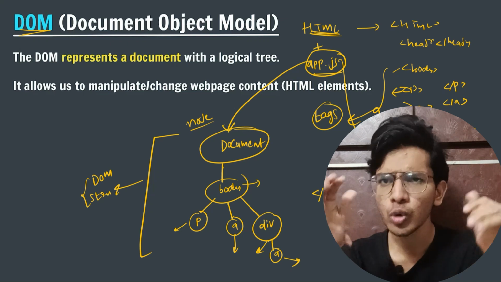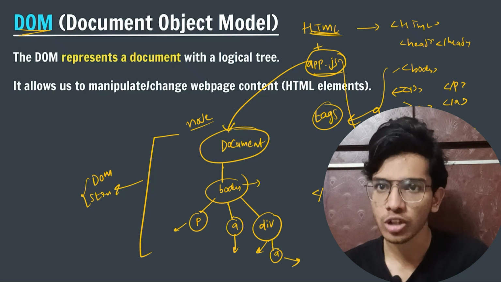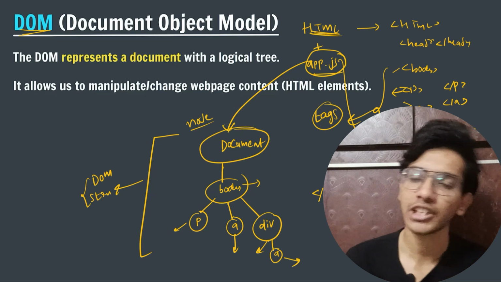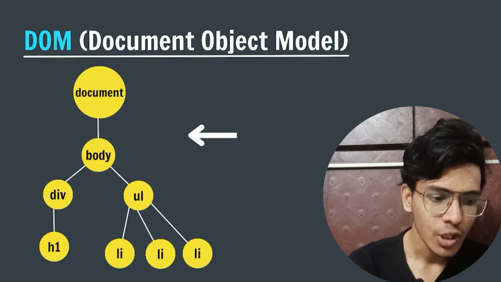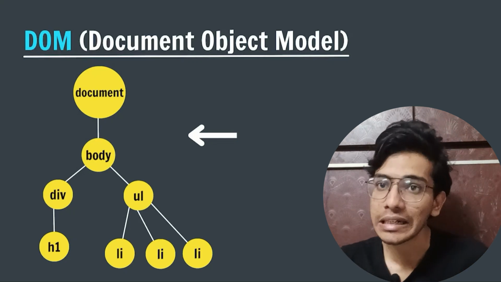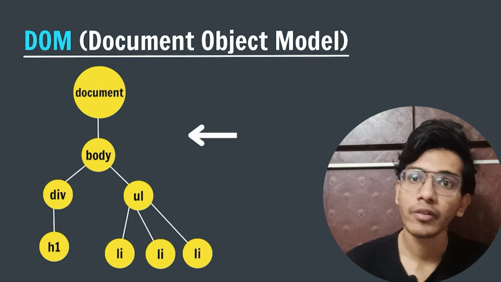So I hope you have understood what is DOM. DOM is nothing but a structure which is used to manipulate HTML and CSS properties through JavaScript. Okay, got it. Now this is what an HTML document will look like when we connect JavaScript within the browser. This is what we will get.